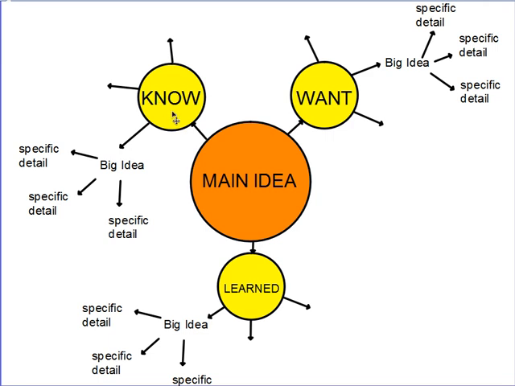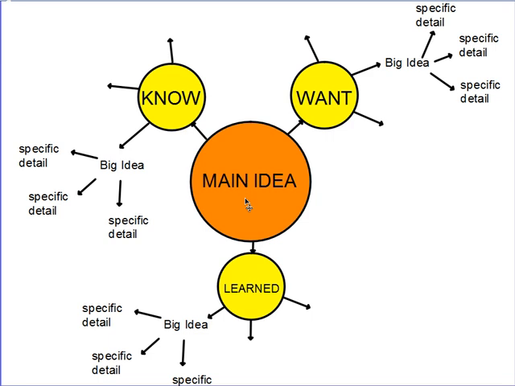So the K stands for what you know, the W stands for what you want to know, and the L stands for what you learn. So these first two are what you do before you read, and then the third one is what you do after. Let's talk about the overall structure of this web and how it's going to look.